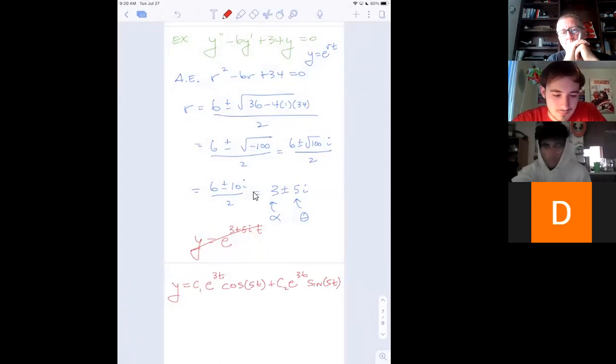So Doug, just for devil's advocate, let's say that was a 3 in the denominator up there, 6 plus or minus 10i over 3. Would our theta just be 10 over 3? Yeah, that's not terrible. Instead of 5, we'd have 10 over 3. It's doable.